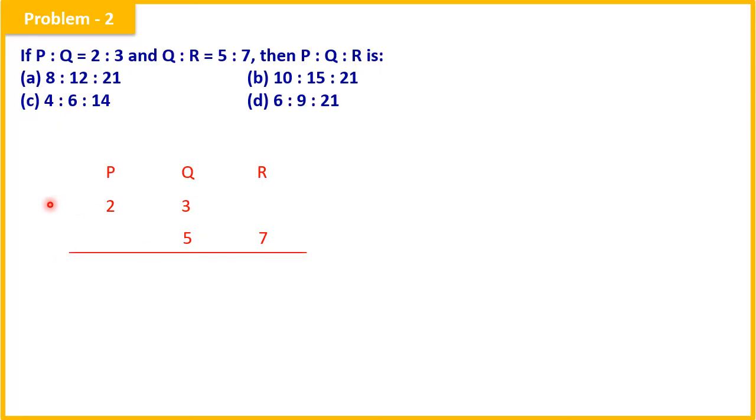For that, we will multiply this 5 with 3, that is 15, and we will multiply 5 with 2 also, that is equal to 10. Then we will multiply 3 with 5, which we have already done, that is 15, and then we will multiply 3 with 7, which is equal to 21. So the common ratio of P is to Q is to R is 10 is to 15 is to 21.